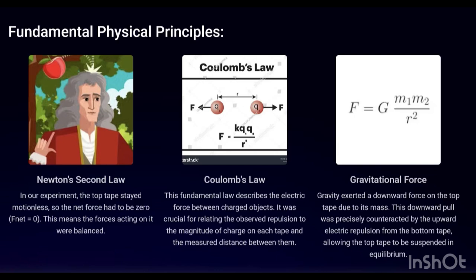Fundamental physics principles. First, we have Newton's second law. In our experiment, the top tape stayed motionless, so the net force had to be zero. So F net equals zero, and this means that the forces acting on the tape on top were balanced. We also used Coulomb's law to relate the electric force between the two charged tapes to the amount of charge on each tape and the distance we measured between them. Finally, we used the gravitational force, since gravity pulled the top tape downwards.